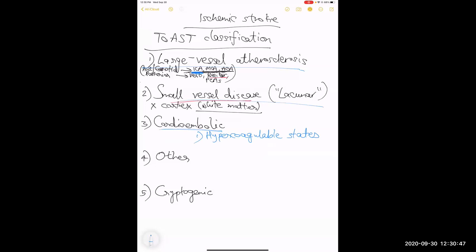If you want, you can subdivide hypercoagulable states into genetic and acquired. I'm just going to lump everything together. Some of the most common genetic causes may be factor V Leiden mutation, protein C or S deficiencies, antithrombin III deficiencies, prothrombin, which is also called factor II, prothrombin gene mutation. In females, for example, anticardiolipin antibodies or antiphospholipid antibody syndrome.